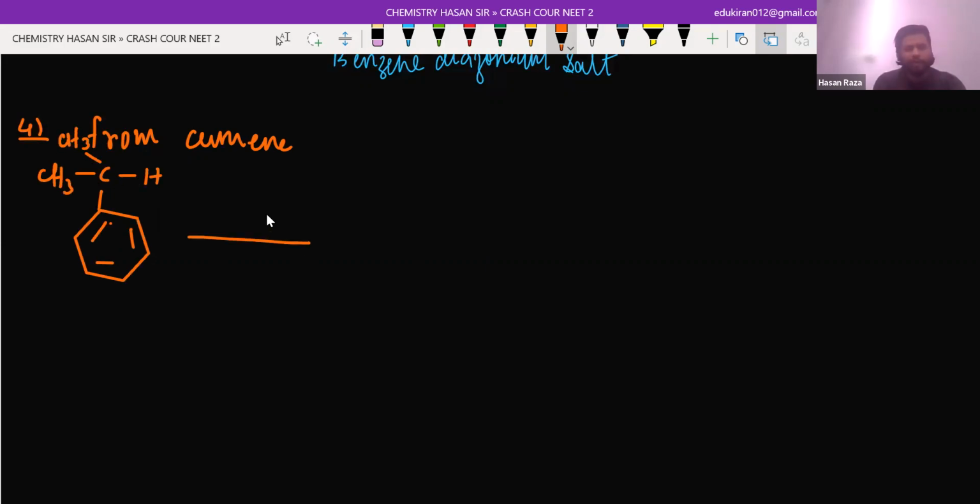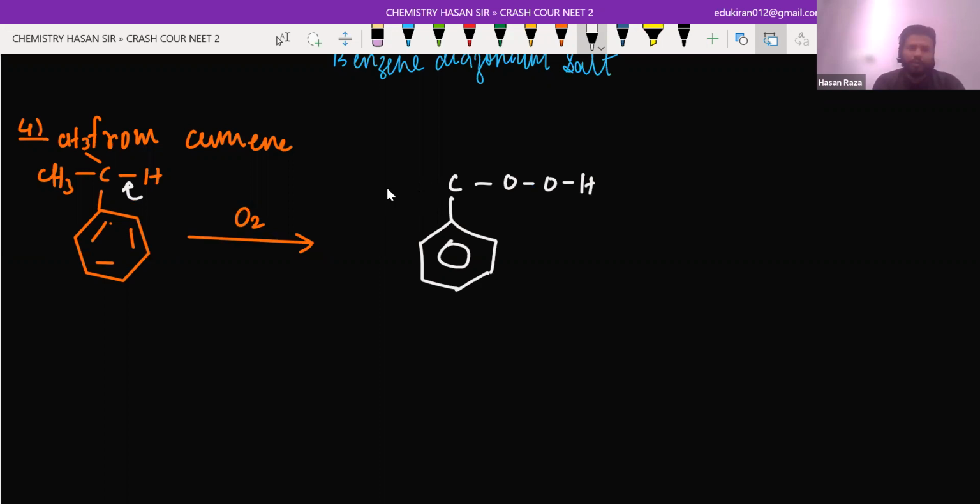Now, first of all, you are going to react this cumene with O2. Then between this carbon and hydrogen, two oxygen will be introduced. That means oxidation of cumene took place, as you can see, COO peroxide form. Its name is basically cumene hydroperoxide.